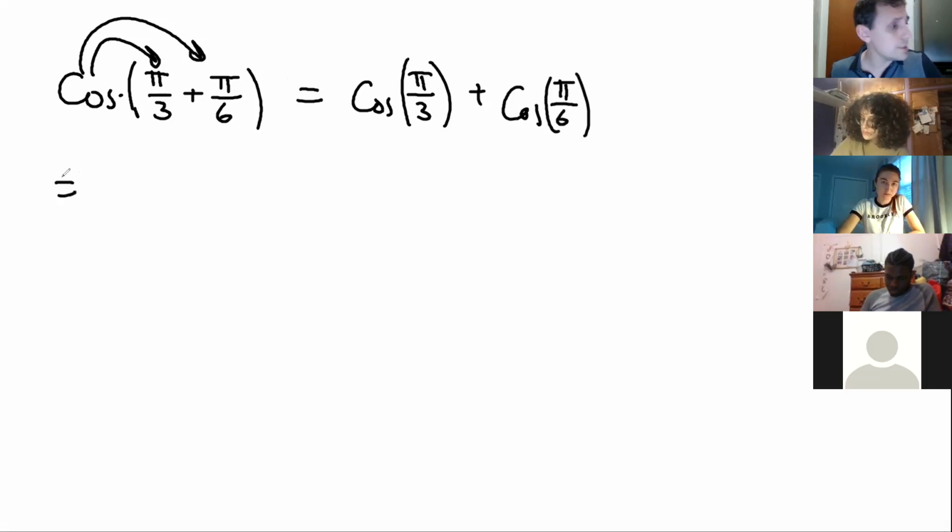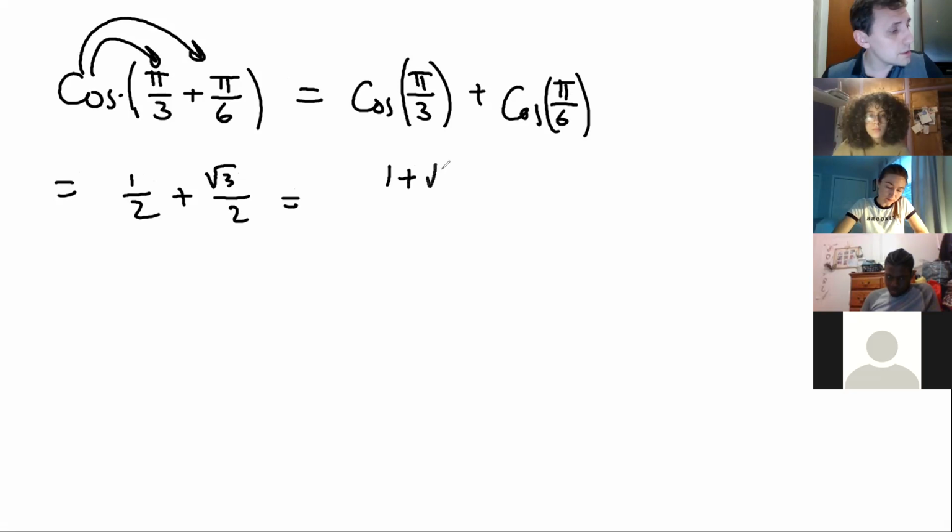And what is cosine of pi over 3? Well, cosine of pi over 3 is 1/2. And what is cosine of pi over 6? It's root 3 over 2. And my answer is simply 1 plus root 3 over 2.